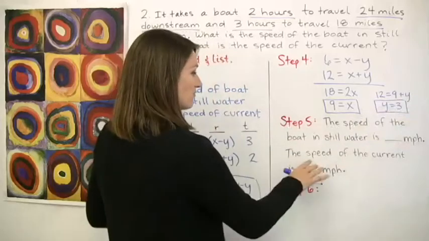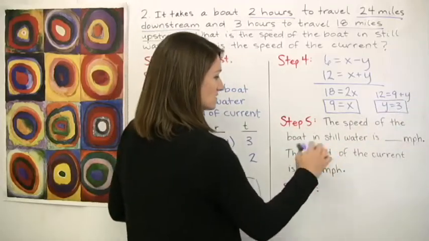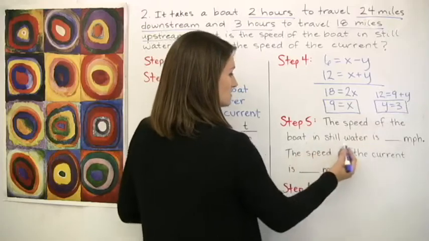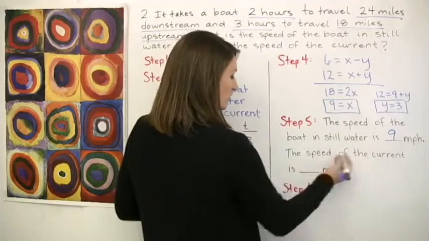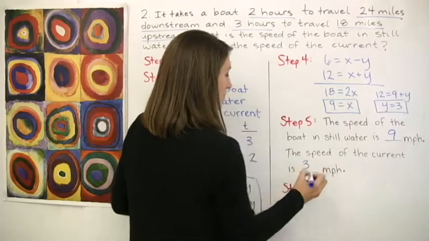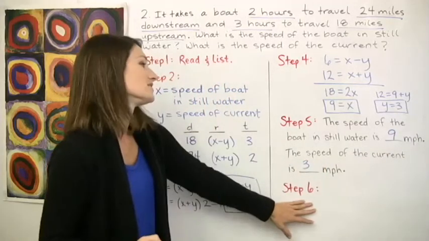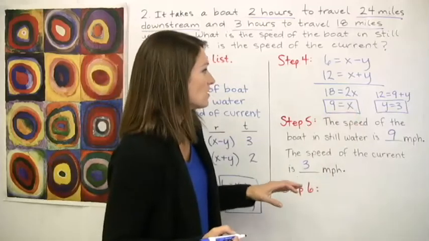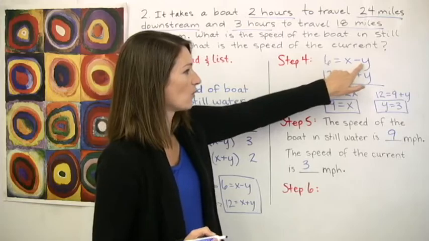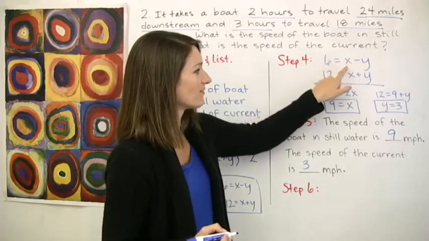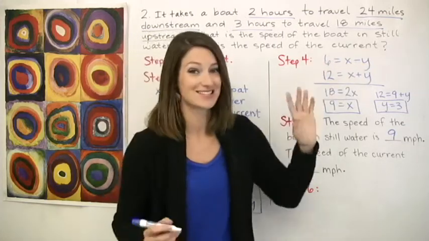So for step 5, we can summarize this using our sentences. We say the speed of the boat in still water is 9 miles per hour. And the speed of the current is 3 miles per hour. And then step 6, we can just check our values. So in our first equation here, we have x equal to 9 and y is equal to 3. So if we have 9 minus 3, that's 6, and that checks.